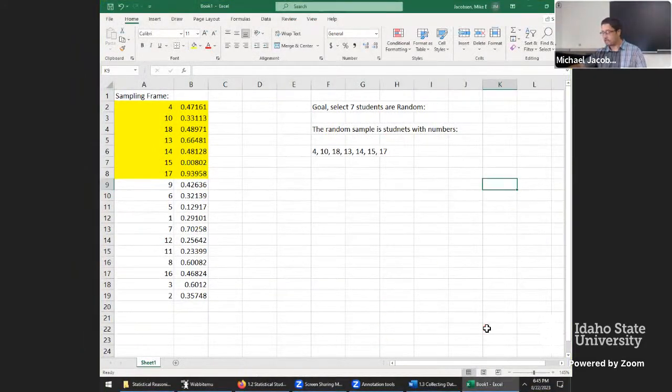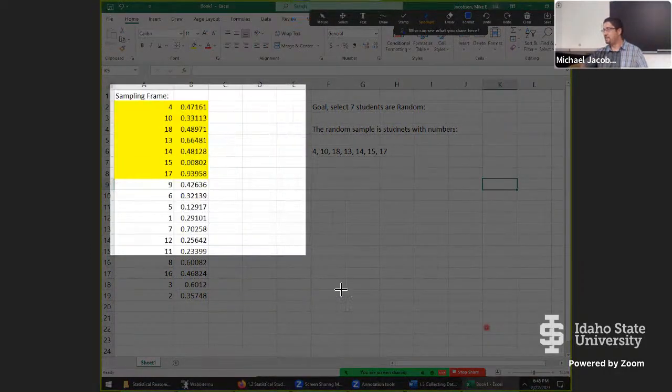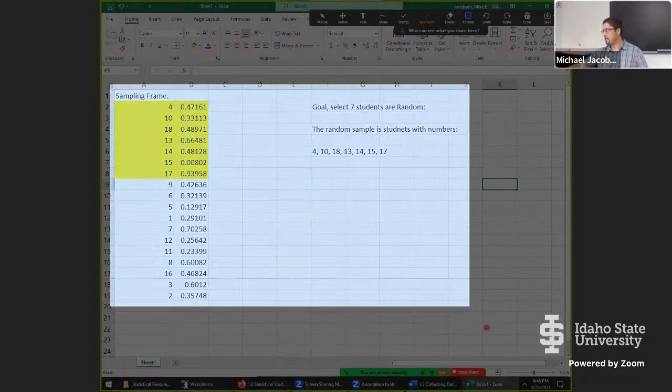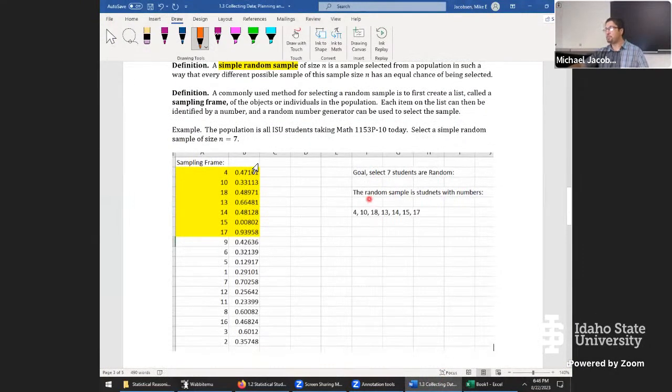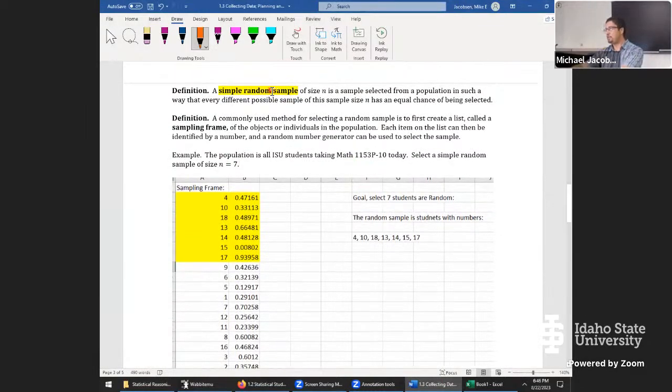Oh, I want to get the evil looking red dot out of there first. I'm just going to throw it into the notes here. Just show what the result was of that. You can always go back to the video to see it built step by step. But again, our purpose here was just understanding simple random sample and what we mean by sampling frame. Any questions or comments about that little exercise here?